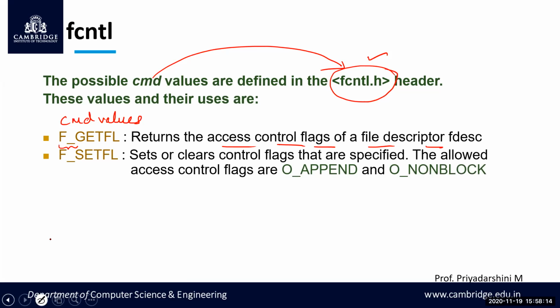If something is not set, then I can use the command value F_SETFL, with which I can either set new flags or remove any of the existing flags, that is, clear the control flags that are already specified. The allowed access control flags for fcntl currently are O_APPEND and O_NONBLOCK. In future, we will learn still more options. Currently we are using only these two, append and non-block, if you want to set any new flags.